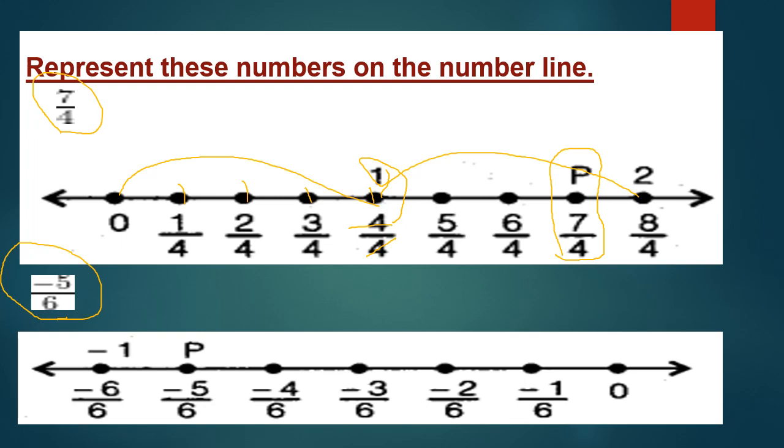Children, once again I am repeating it. To represent a rational number on the number line, first we want to observe its denominator. Then whatever the denominator is in the rational number, we want to make such equal divisions between two whole numbers on the number line. Here the denominator is 4.